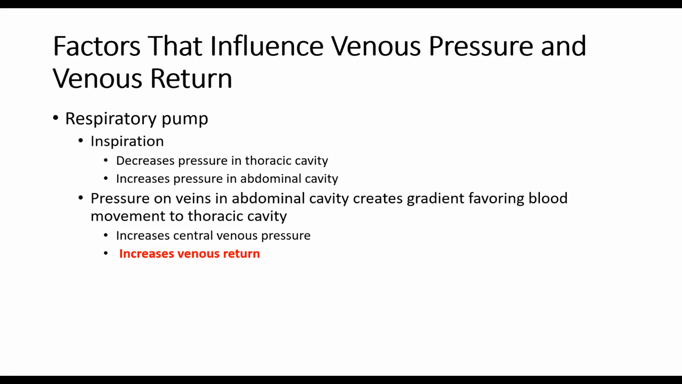So high pressure in the abdominal veins, low pressure in the thoracic veins, that creates this gradient where blood now wants to move according to that gradient from high pressure in the abdominal part of that vein to low pressure in the thoracic part of that vein. And so what that does is it increases your central venous pressure. In other words, the driving force that now wants to move blood towards the right side of the heart. And that is what increases that venous return. Okay, so that just creates a gradient where blood wants to favorably move towards the heart.